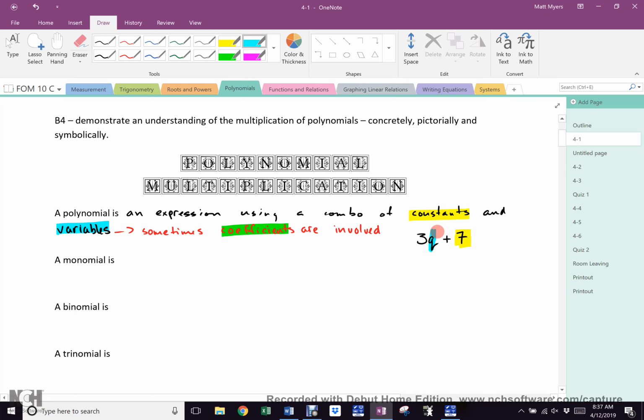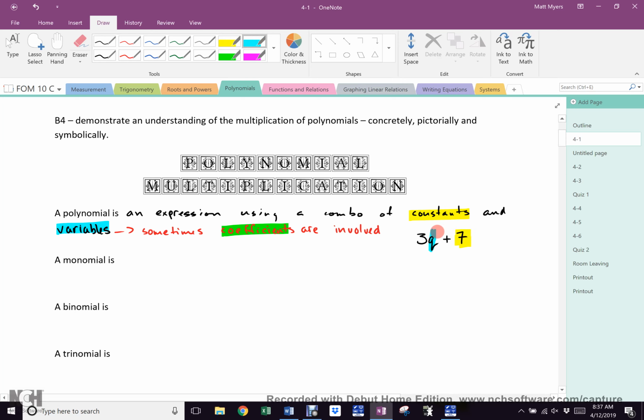What do coefficients do? Multiply. And we have already used coefficients in our radicals, right? And in our exponents. Everybody cool? You all know this already, right? You have heard some of these words? I'm going to trust that as a yes. Polynomial comes from Greek for many numbers.